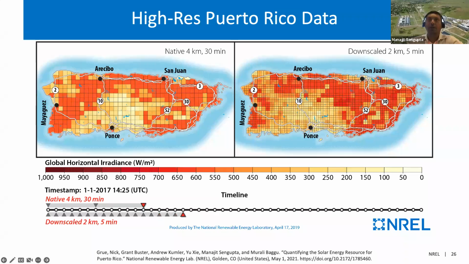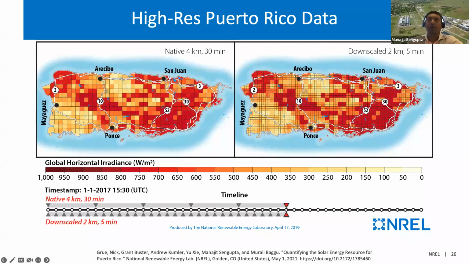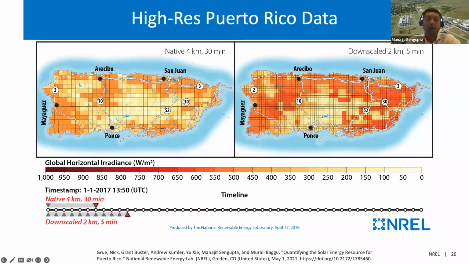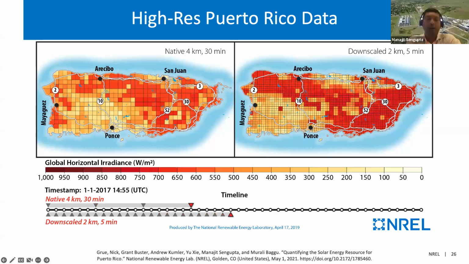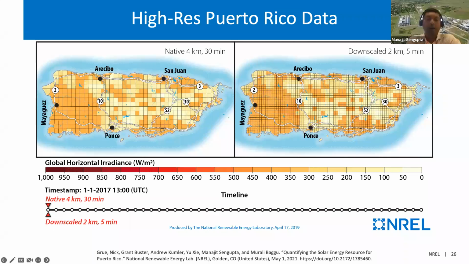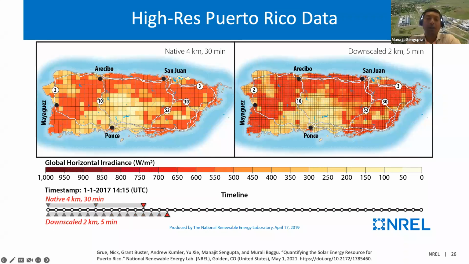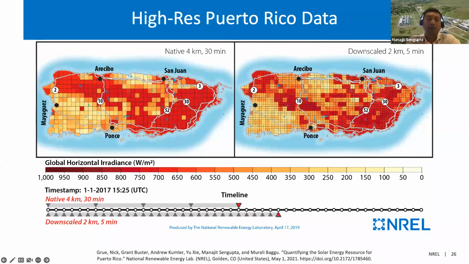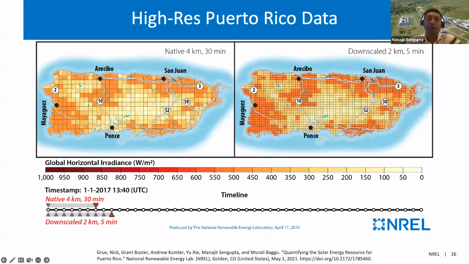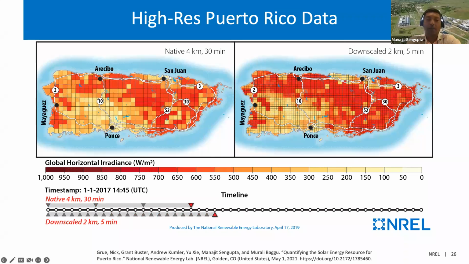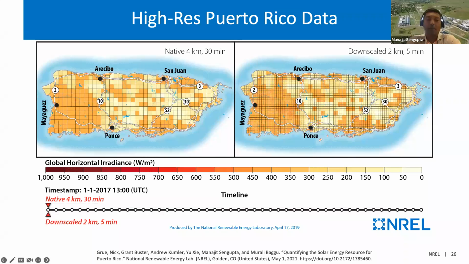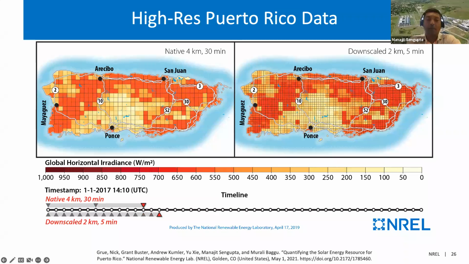We also, for a project from DOE, had a requirement to produce a long-term high-resolution data set for Puerto Rico. Essentially, what we did was build a simple downscaling model which spatially and temporally downscales the data from 4-kilometer, 30 minutes to 2-kilometer, 5 minutes. This data is also available from the NSRDB database for anybody who's interested in the Puerto Rico region. Next slide.